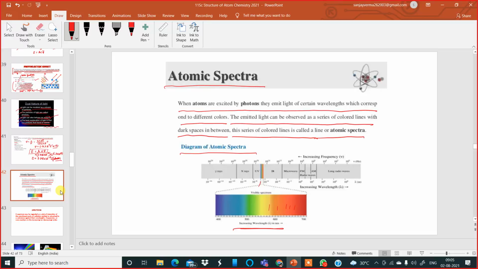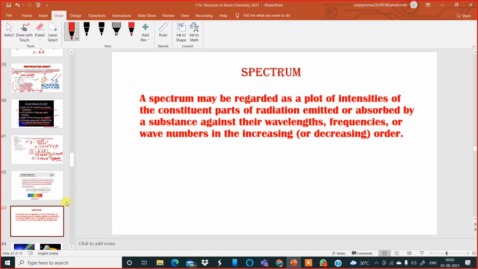Now, after atomic spectra, you have an idea about spectrum from your class 10 physics also. A spectrum is regarded as a plot of intensities of the constituent parts of radiation emitted or absorbed by a substance against the wavelengths. That means we see different colors because the light falling on different substances is absorbed at a particular wavelength, and the corresponding complementary color is seen by our eyes for the object.